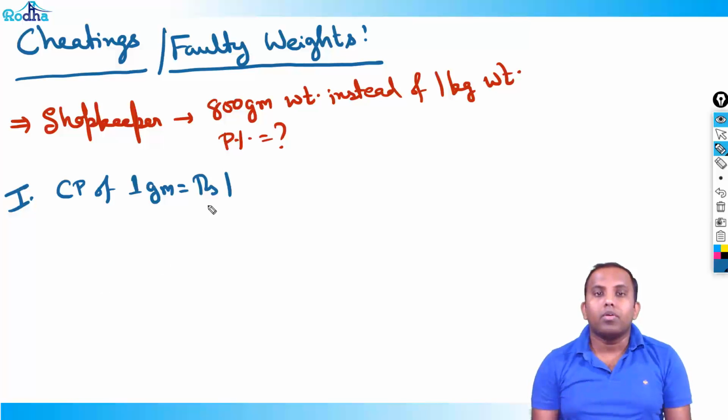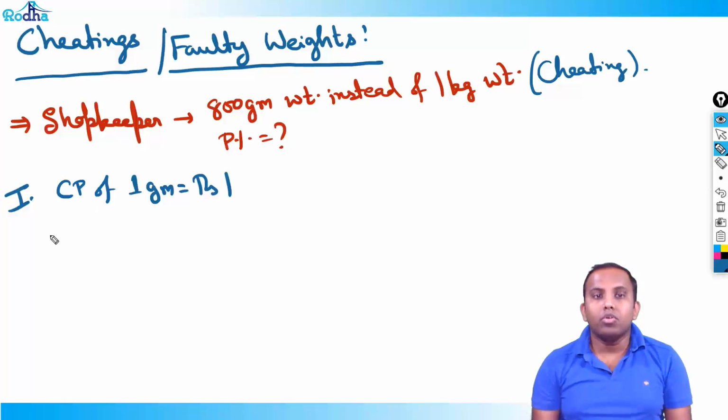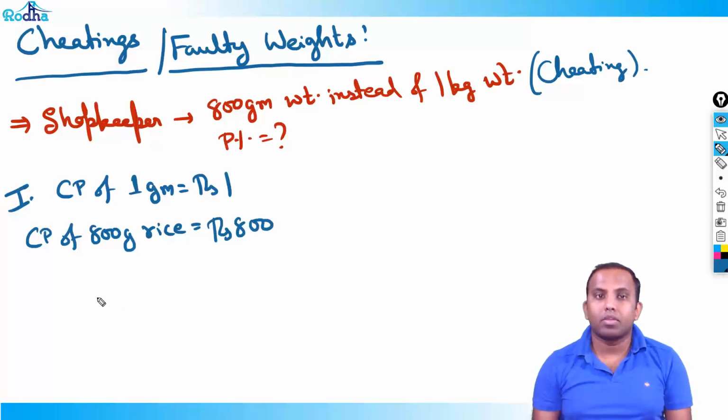Okay. Now, he's using an 800 gram weight instead of a 1 kg weight. So he's cheating the customers, obviously. That means he's actually selling 800 gram of something, let's say rice. So what is the cost price of 800 gram rice? If 1 gram is 1 rupee, then 800 gram is 800 rupees.